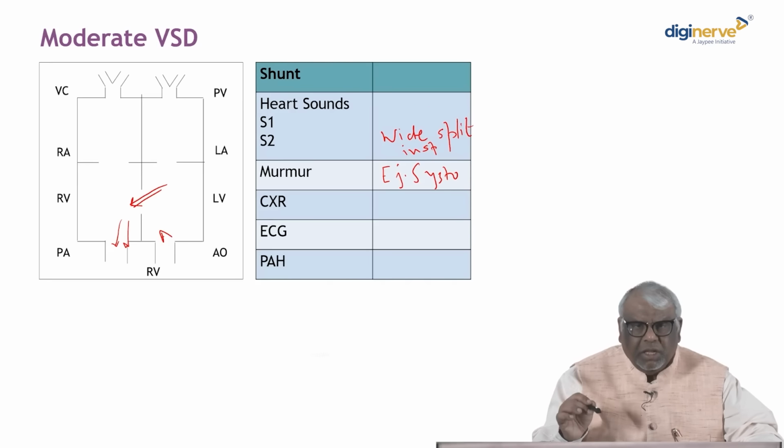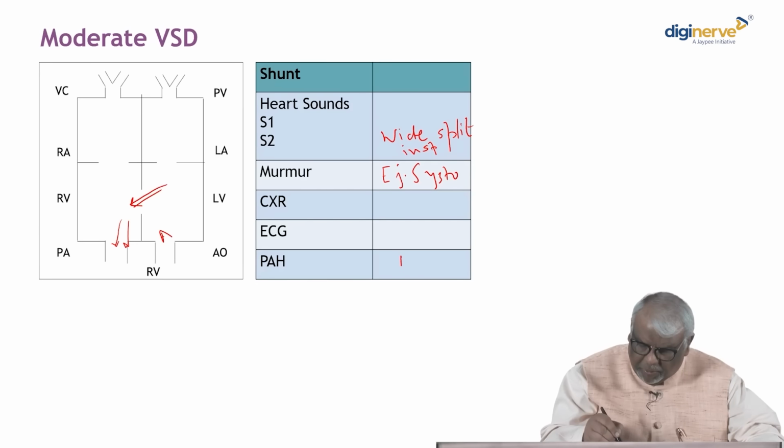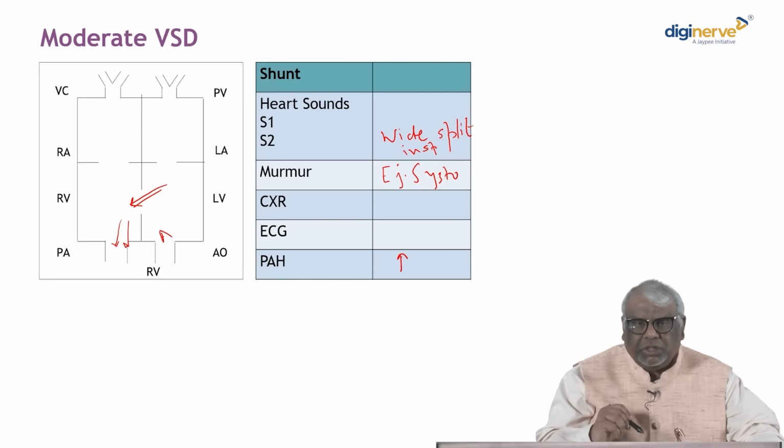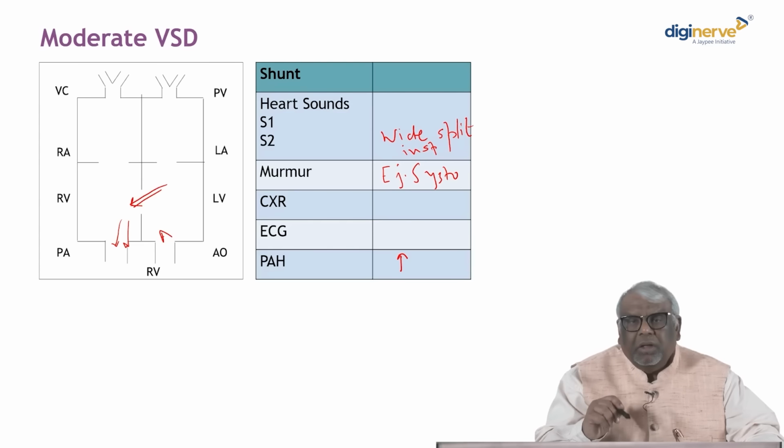Now, if we see the moderate VSD, what happens? Because the pulmonary flow is now increased, the pulmonary resistance is also increased. There is increased flow through the pulmonary valve, and this results in a mild pulmonary arterial hypertension. There is an increase in the pulmonary flow, and we have also said that there is a wide split second sound which increases in inspiration.